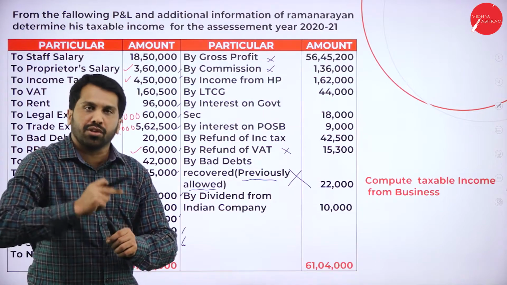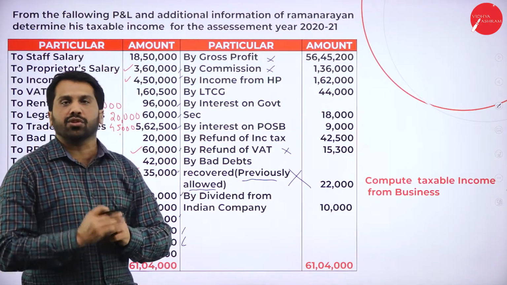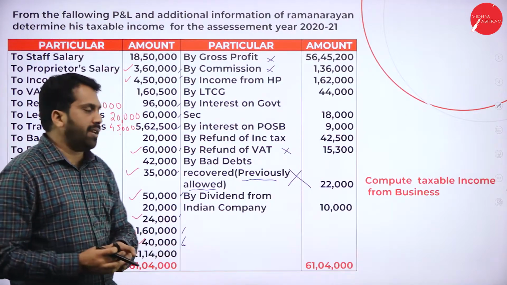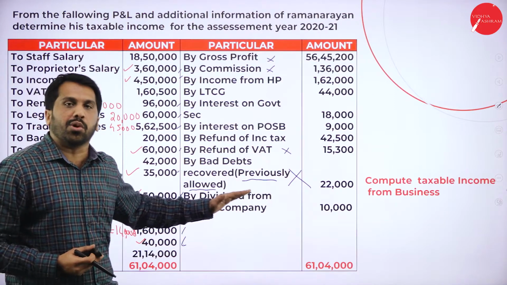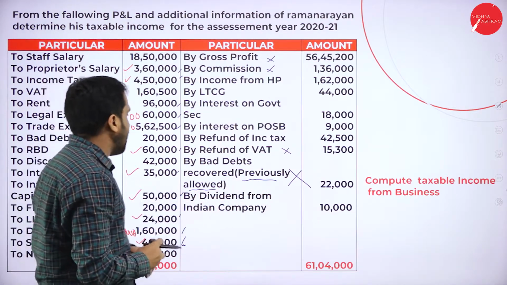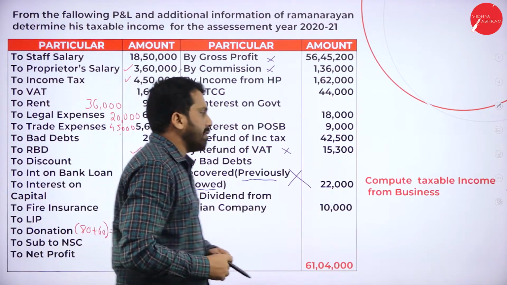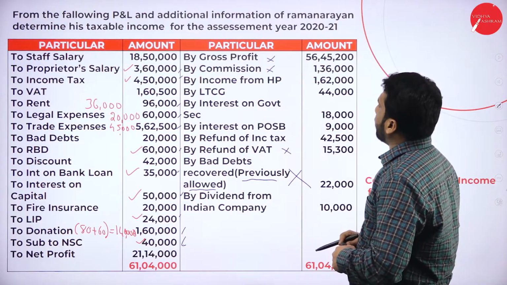Previously disallowed, you should take, and any bad debts recovered, you should take. Specifically, they have given that in the last year only you have taken, so don't take it for the current year. Hope you are clear? Yes. Now, dividend from Indian company, we are supposed to take. Now, I'll go one by one.